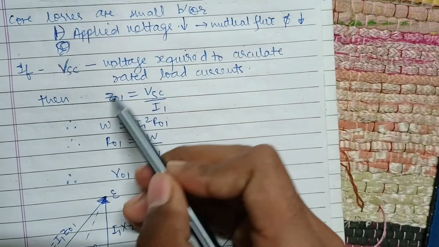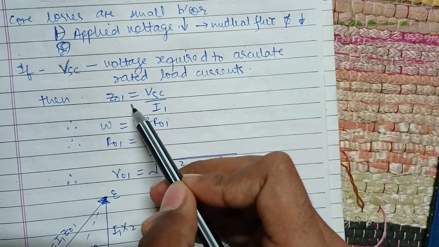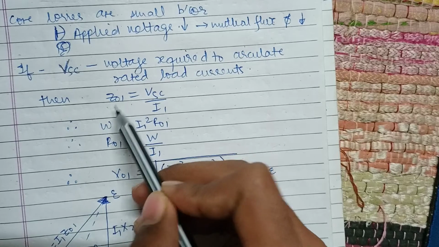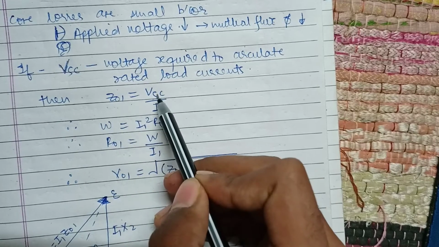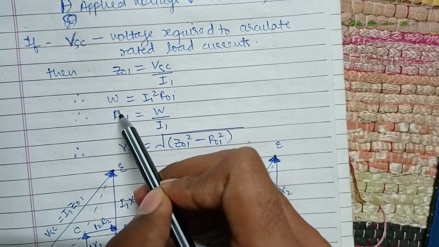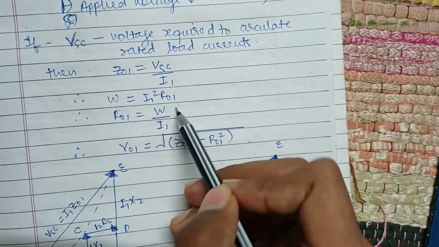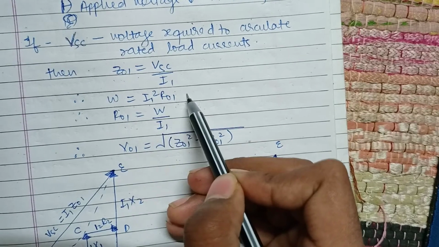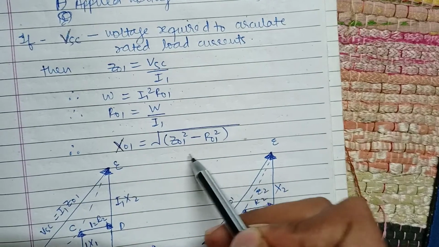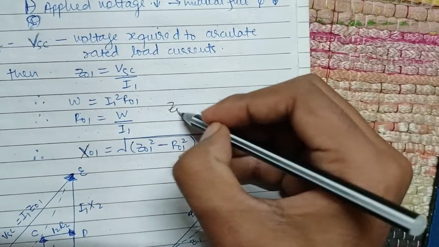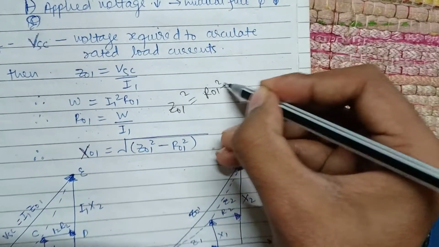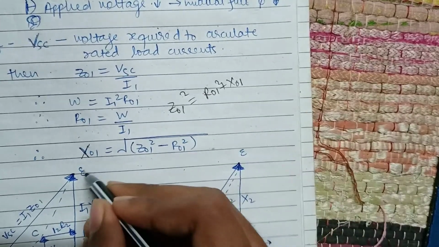So how can we find Z01? Z01 is the equivalent impedance referred to the primary winding. We can find it by VSC by I1. Similarly, power we can find like W equals I1 square R01, and hence we can find R01. Now X01 can be found from Z01 square equals R01 square plus X01 square. So similarly we can find X01.